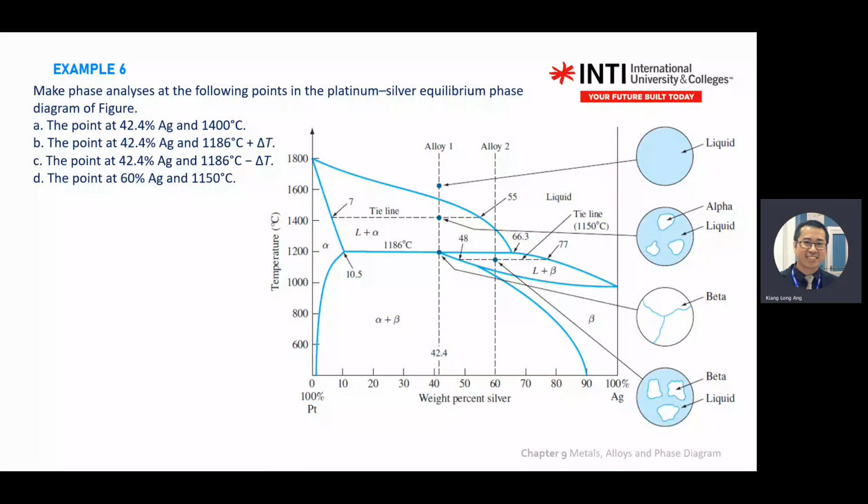Okay, so let's look at example 6. You are given a phase diagram of silver and Pt with percentage of silver. The more you walk to the right, the more silver you have. On the top, you have liquid. On the bottom, you have solid alpha plus beta. On the left, you have alpha. On the right, you have beta. And from this graph, you already know where the peritectic point is.